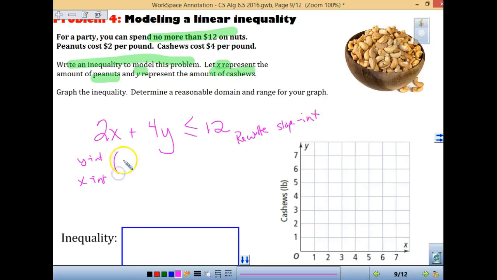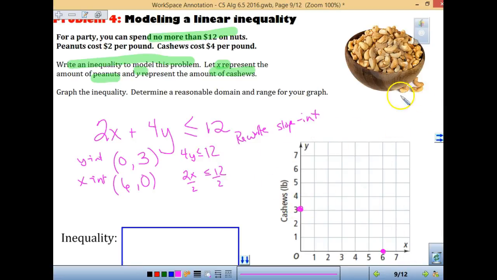If I'm looking at my y-intercept, remember that's when x is 0, and I would have had 4y is less or equal to 12. Y would have been 3. (0, 3). My x-intercept is when y is 0, so I would have been left with 2x is less or equal to 12. And when I divide by 2, I get 6. Okay, so (0, 3), (6, 0).